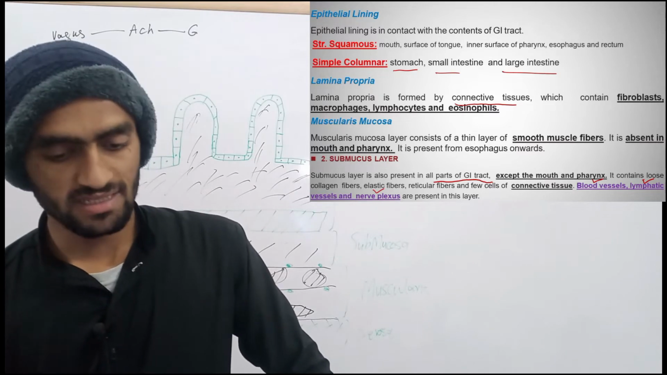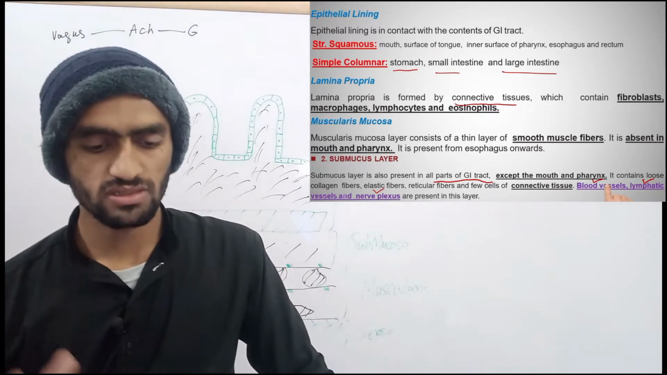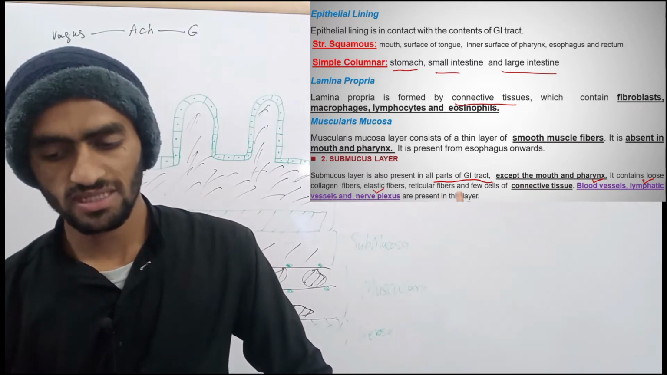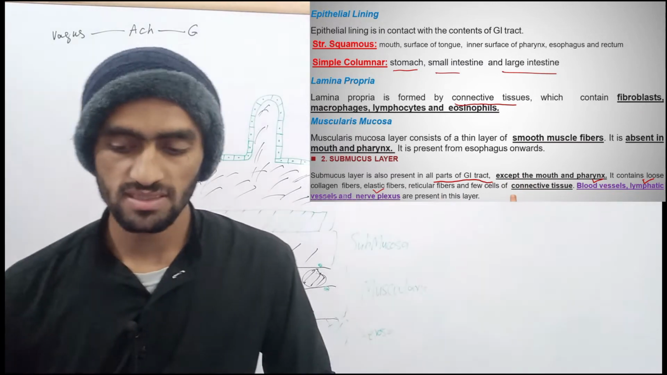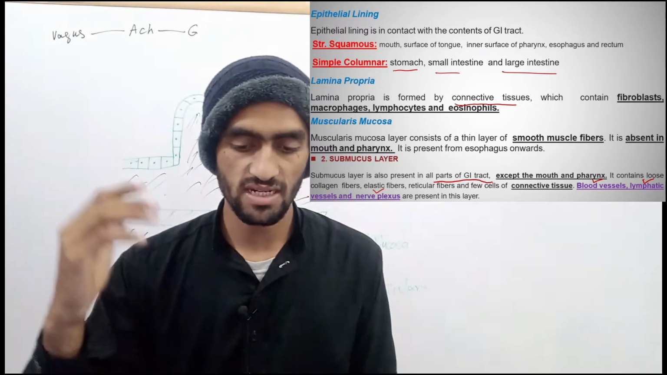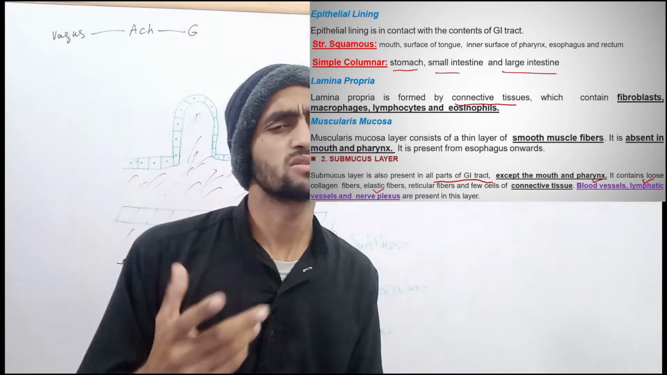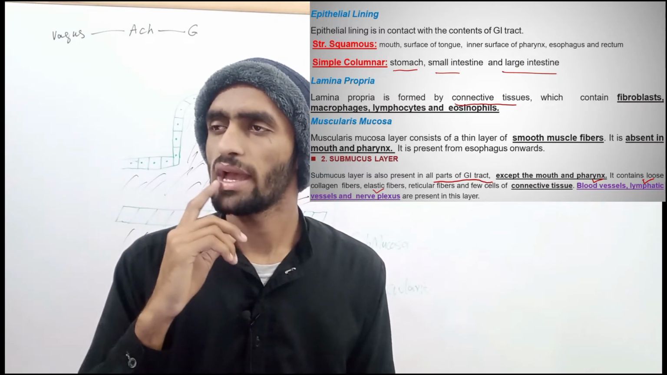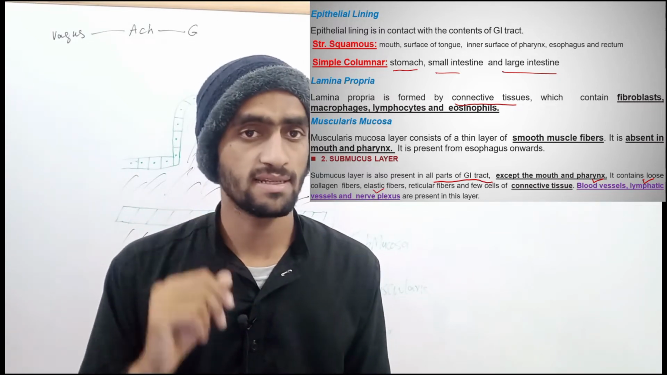Alright. It is also loose connective tissue, which includes collagen, elastic fibers, reticular fibers, and few cells of connective tissue. The main concept is they have blood vessels, lymphatic vessels, and nerve plexus. Lymphatic, for example, you may have here the term lacteals.